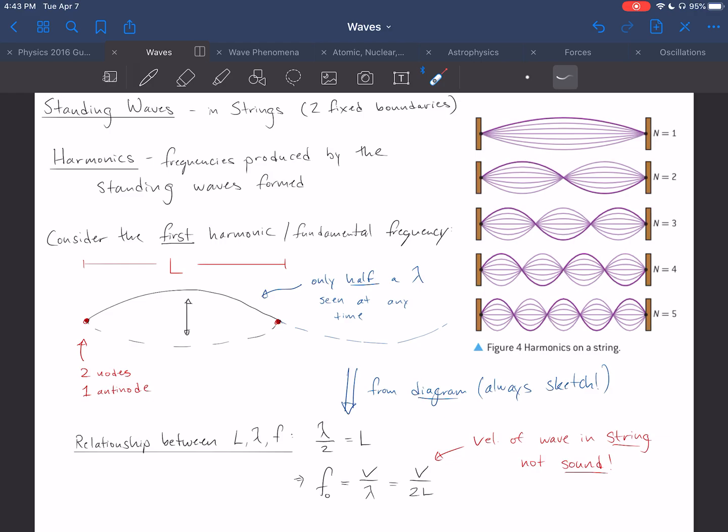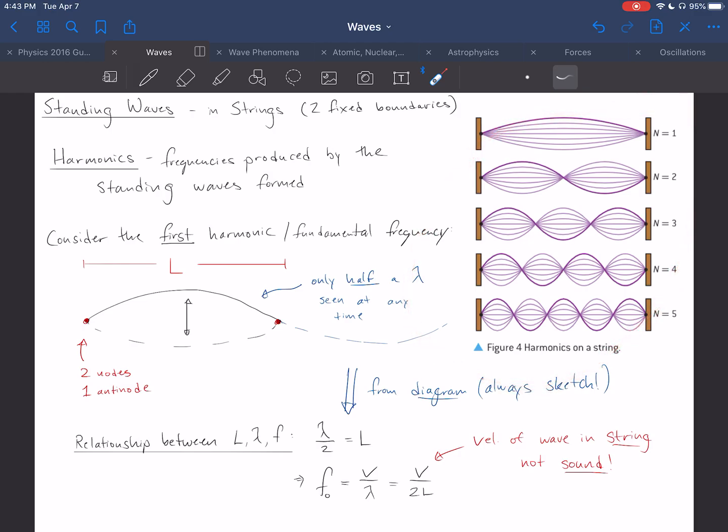In the last video, we began to consider standing waves in strings, and in particular, strings with two fixed boundaries. This is by far the most common type of standing wave in a string, and I began to give a definition of harmonics. The definition written was a little bit circular. I've adjusted it now, but it's still a working definition, and we'll refine it as we go along. For now, harmonics are the frequencies produced by the standing waves formed. So in this case, we can focus in on the different harmonics on a string.